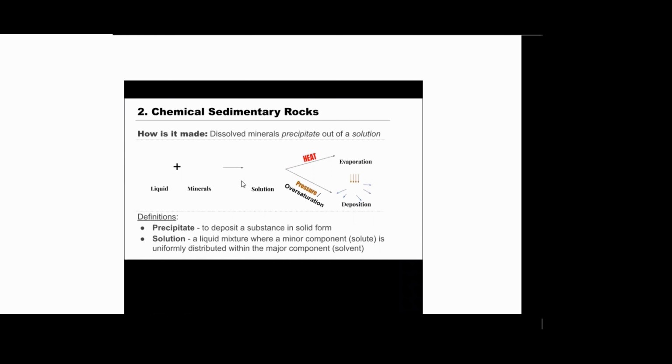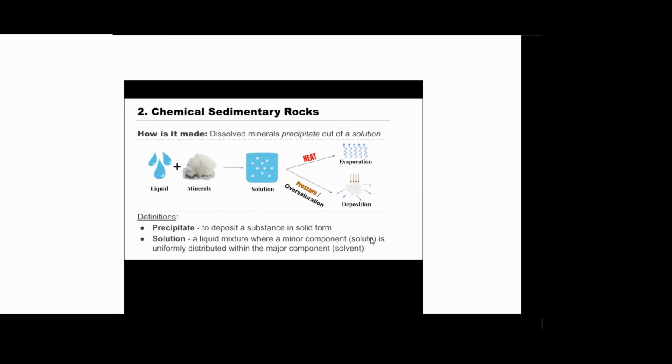All right, so type number 2, chemical sedimentary rocks. These are dissolved minerals that precipitate out of a solution. So what does that mean? When you have a solution, you have particles that are mixed in with a liquid, and they're kind of suspended in that liquid, and they all kind of mix together really well.